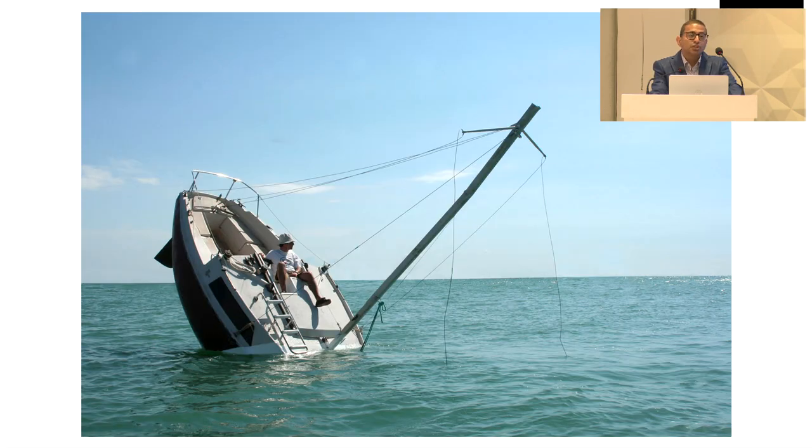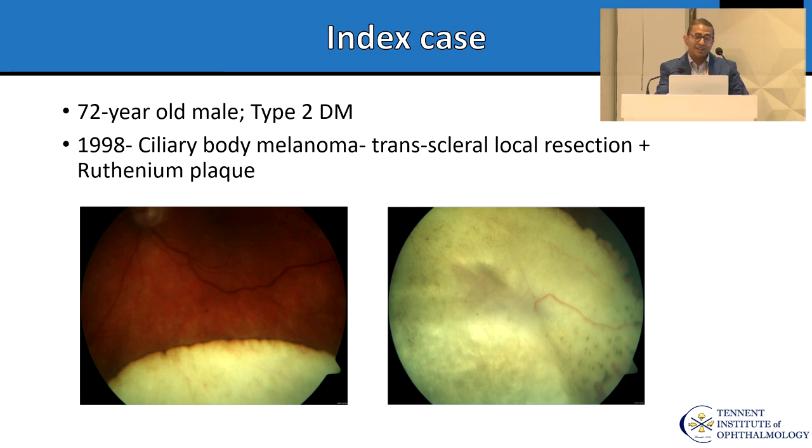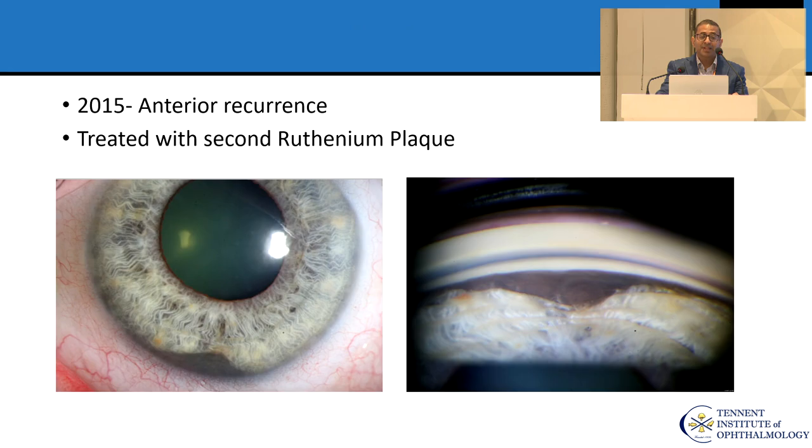But of course, it's not always smooth sailing. Let me use an index case to illustrate that. This is a gentleman with a ciliary body melanoma in 98, treated with resection and a ruthenium plaque. 17 years later, the patient developed an anterior recurrence of the melanoma, and knowing that often these are from the edge, we treated it with a second ruthenium plaque.